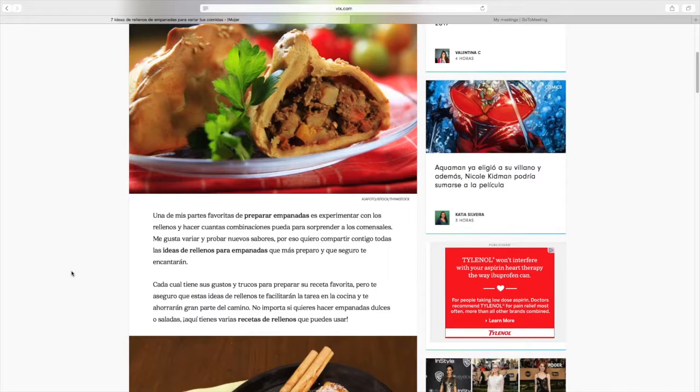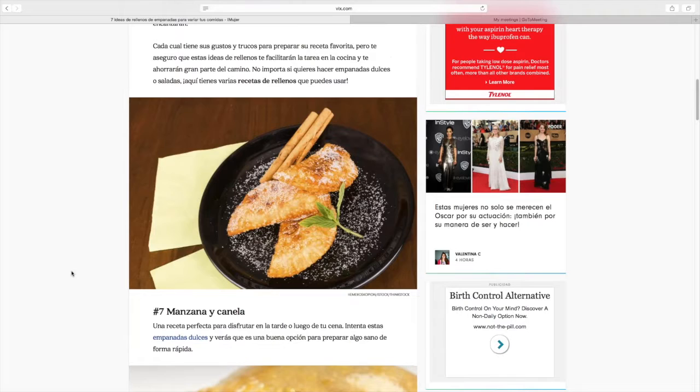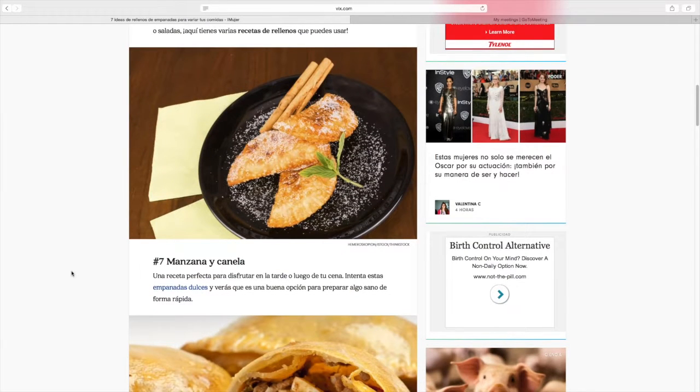So I would probably go through this with my students and summarize some of this main information and say there are lots of variations for empanadas. Let's look at some different types. And we're starting backwards on this list. So number 7 is this apple and cinnamon.